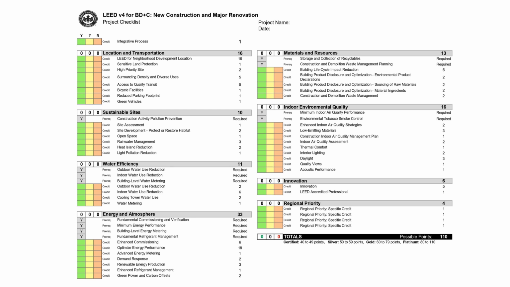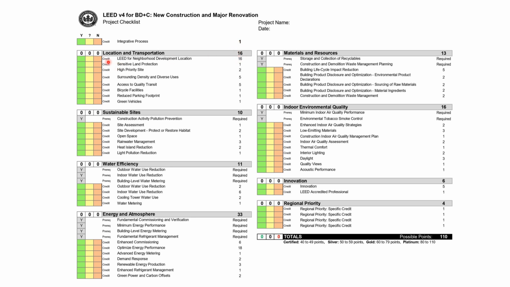So this is a basic scorecard for LEED building design plus construction. I hope this is visible for all. If not, please get it downloaded from the official website of USGBC. It can be easily downloaded from there.